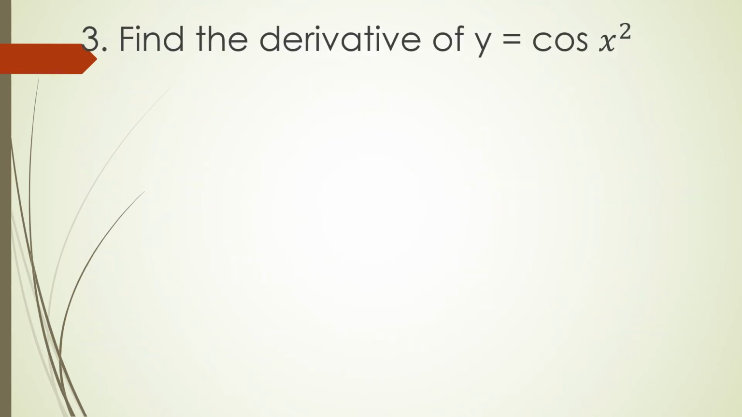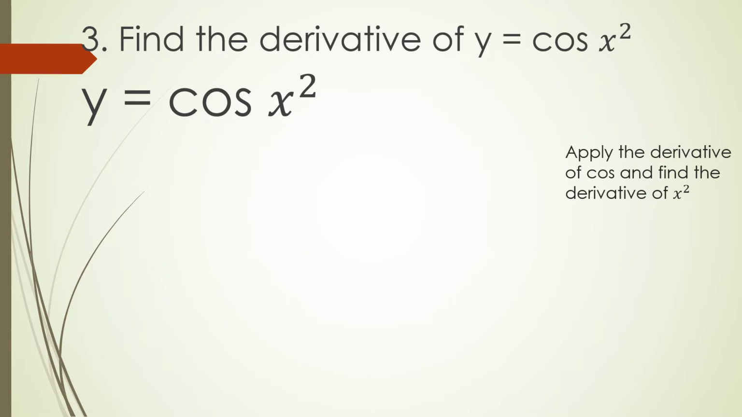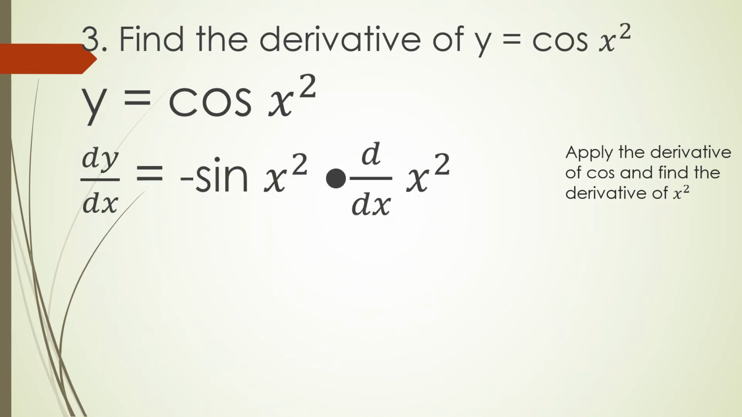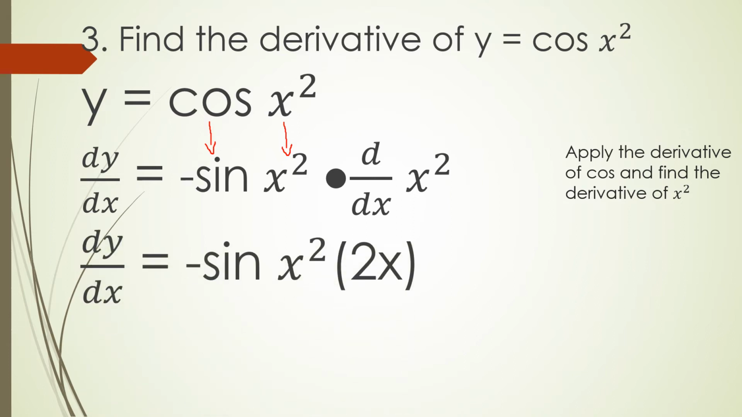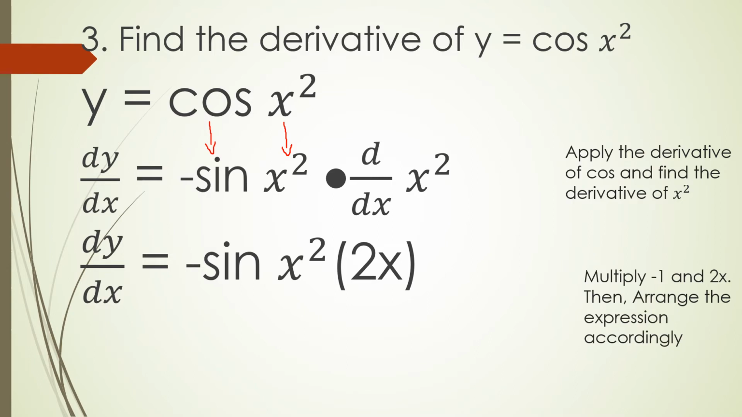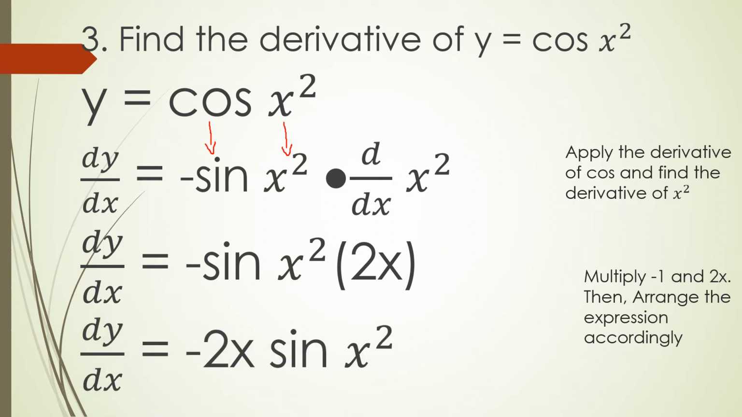Another example. Find the derivative of y is equal to cosine x squared. So y is equal to cosine x squared. How to solve, sir? Basta naka-square na. So you apply the derivative of cosine and find the derivative of x squared. Huwag masyadong makuan. The derivative of cosine is negative sine. Copy x squared. What's the derivative of x squared? That is 2x. So what's next? Multiply negative 1 and 2x. So we'll have negative 2x sine x squared.